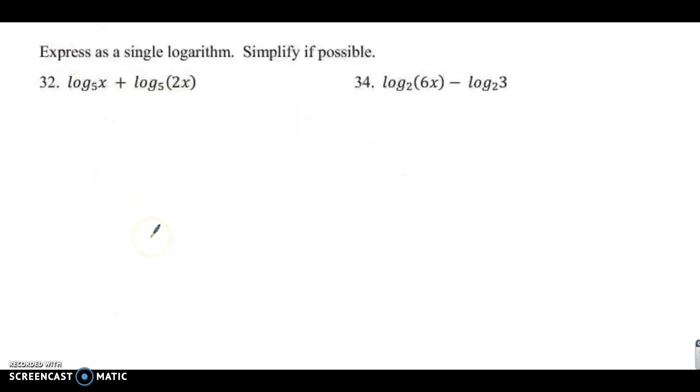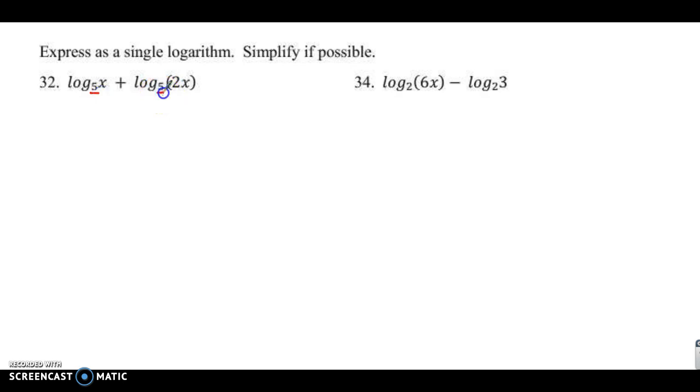We have more problems where they want us to express things as a single log, if it's possible. Remember, we're looking for our bases to be the same. These are all those properties that we learned of how we can put things together, or sometimes they ask us to compress them, sometimes they ask us to expand them. So we want to put these together.